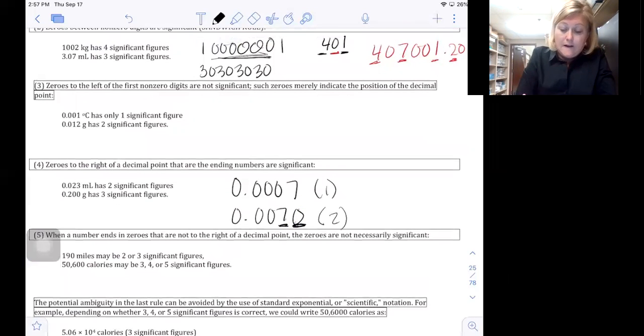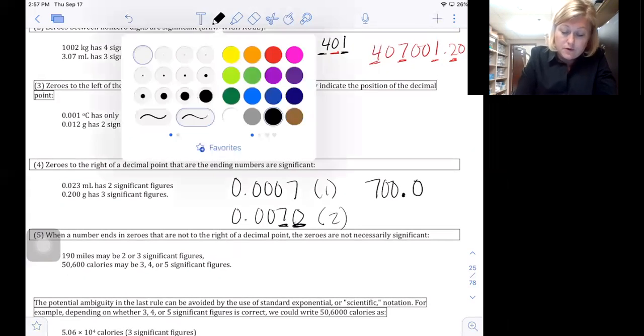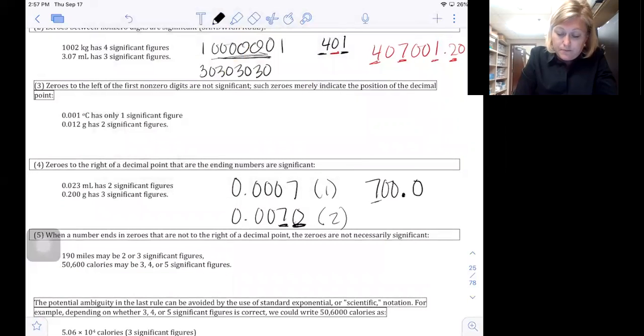Let's try another one. Let's try 700.0. Okay, so straightforward. You know the 7, right? Good. Now, let's talk about this rule. Is there a decimal? First question. Yes, there's a decimal right here. Is the last digit a 0? If you answered yes to both of those, that makes this last 0 significant.